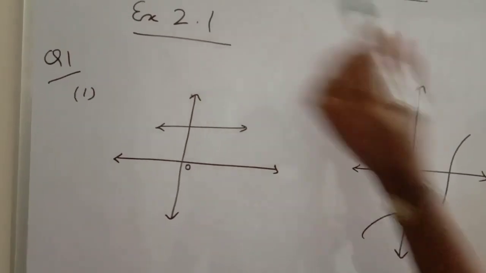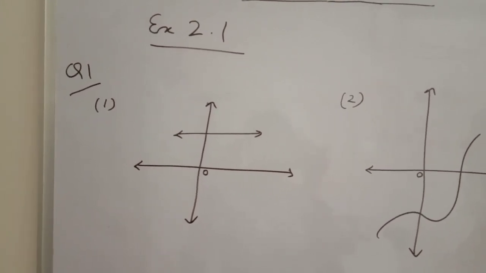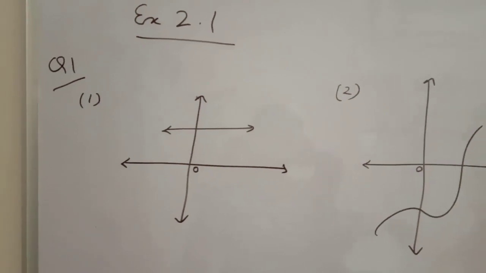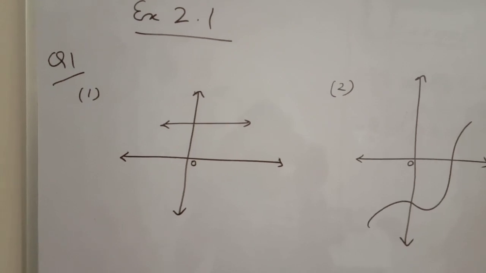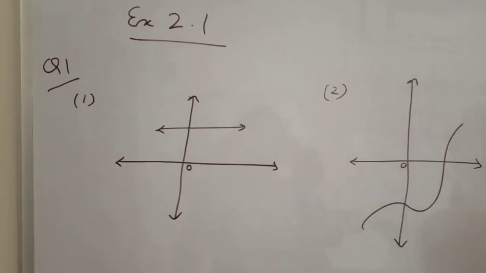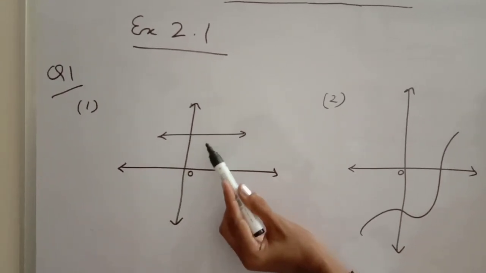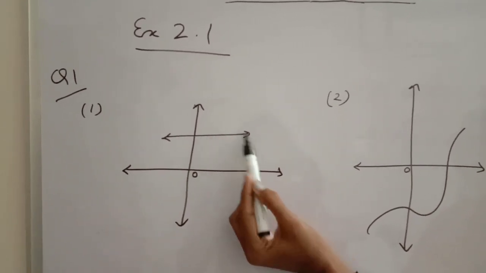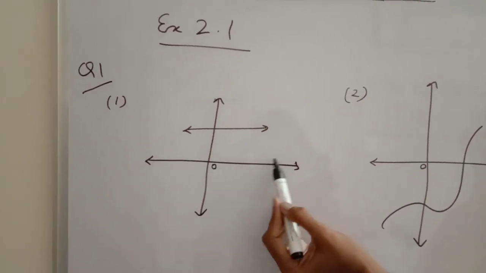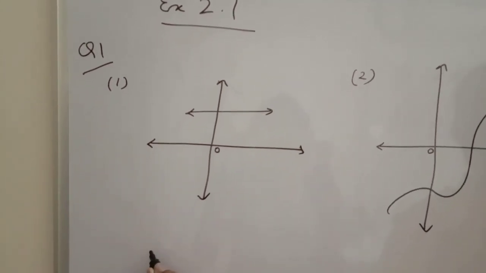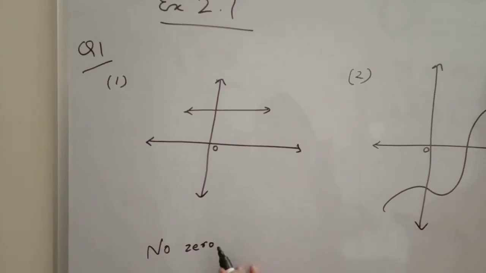Now exercise 2.1. First question. The graphs of y equal to p(x) are given in the figure. For some polynomials p(x), find the number of zeros of p(x) in each case. Now let's see the first one. Here, this is a straight line. That means it represents a linear polynomial. But it is parallel to the x-axis. Is it touching our x-axis? No. So we will say it has no zeros.